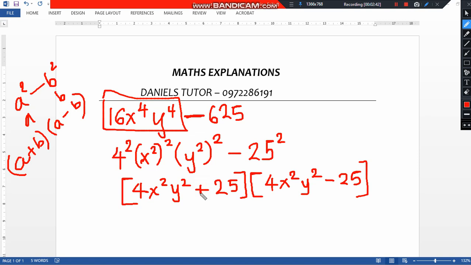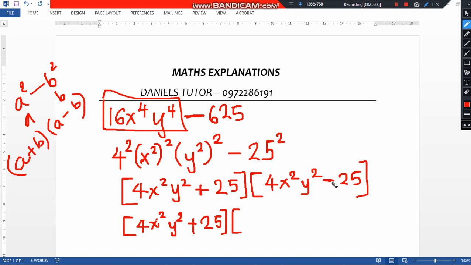Just like in this case there's a plus, it means we can't factorize the first one any further. So I'm going to write 4x squared y to the power 2. There's a plus here, it means we can't factorize any further, guys. Okay? But look at the other expression. This one, there's a minus.